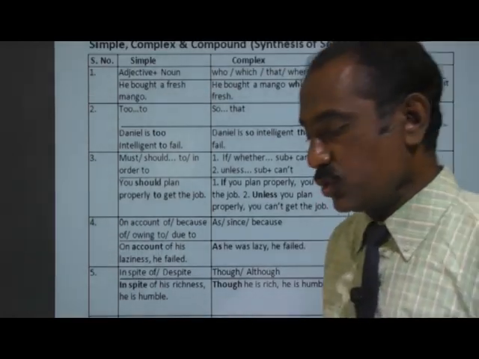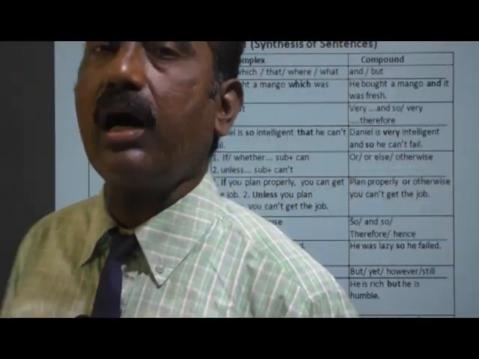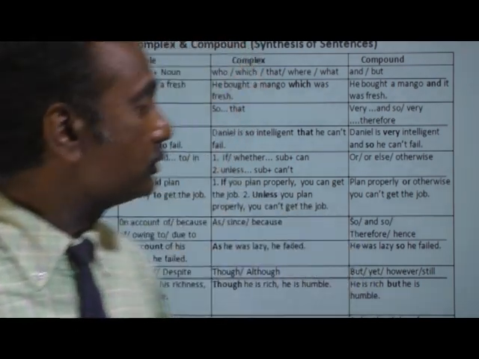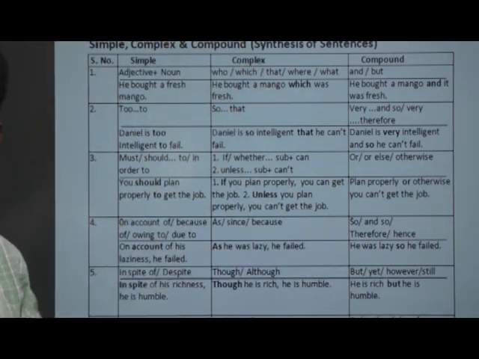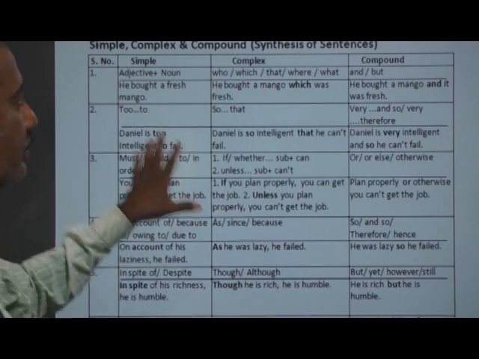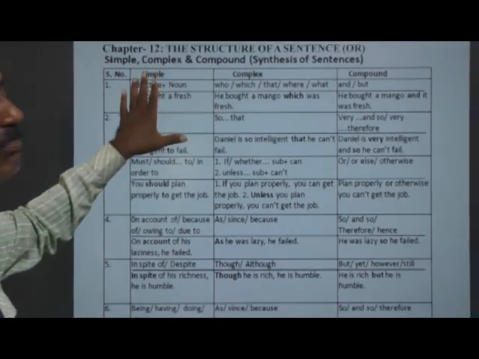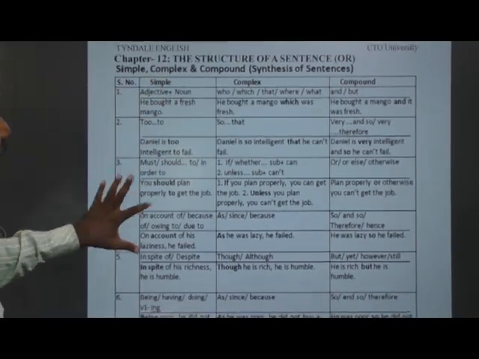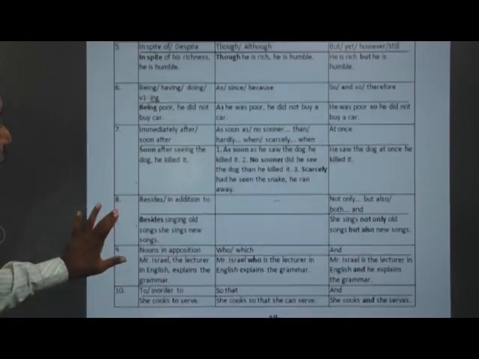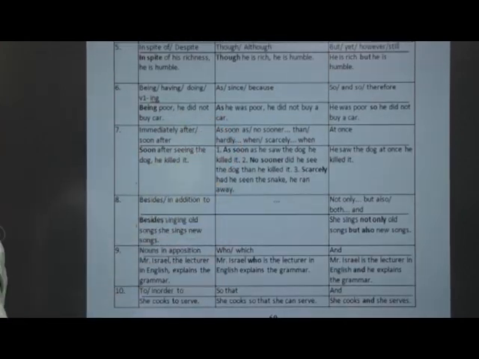Simple, complex. To build up some fund of vocabulary, to cope with some new models of sentences without monotony, you have to learn synthesis of sentences. That means simple, complex and compound. Altogether there are 10 points. As a structure I'll teach you.